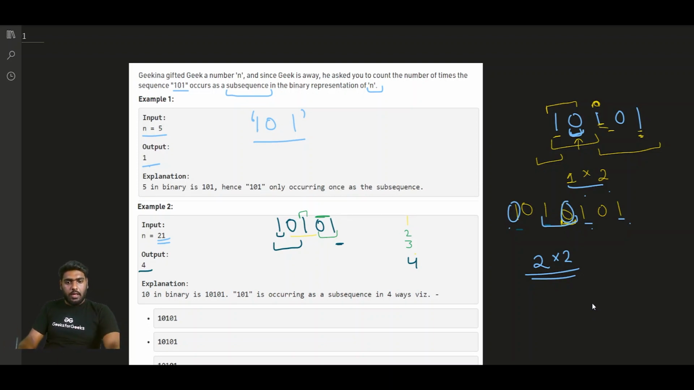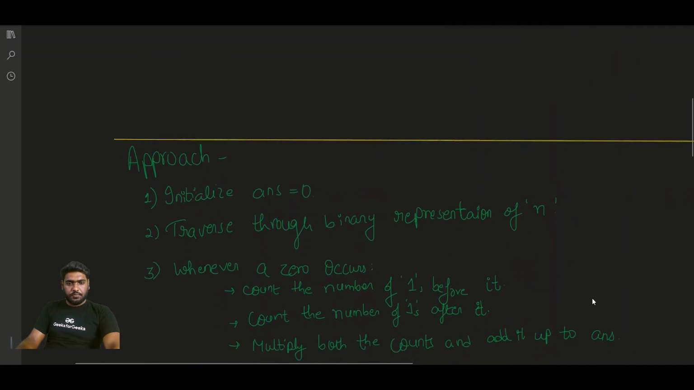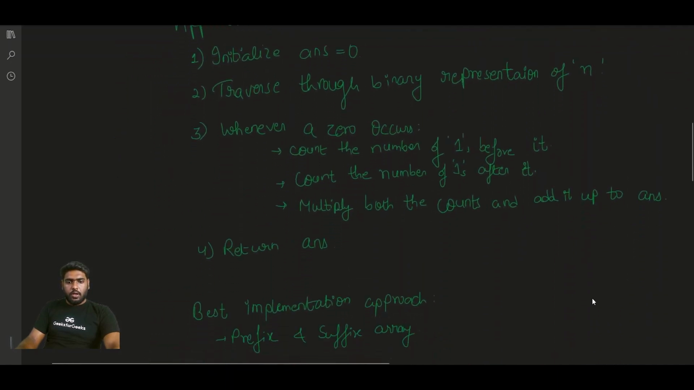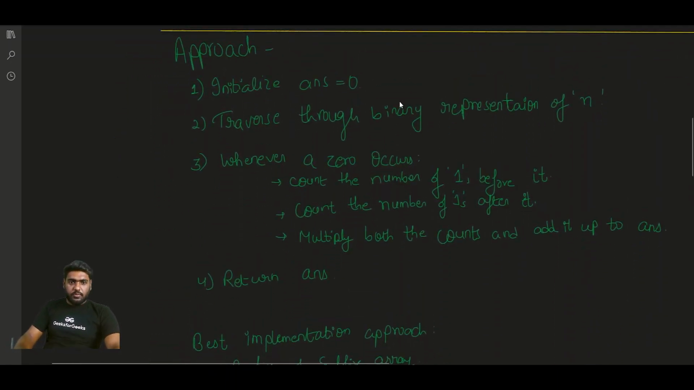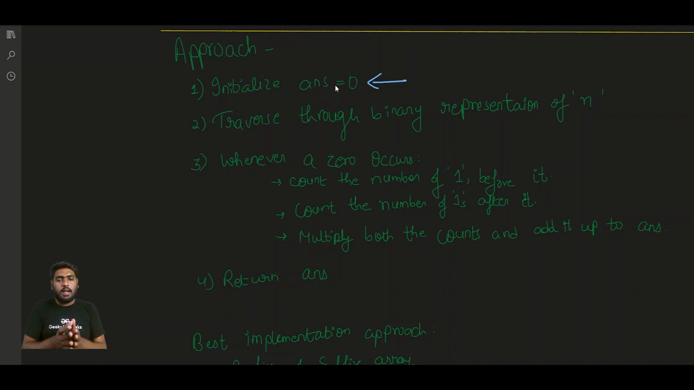Okay, let's take a look at the approach. This is the algorithm that we'll be following. Let's read it carefully. Very first thing, we'll be initializing a counter. You can name it anything. We have to initialize it with 0 because that is basically counting. That will be counting how many times 101 is occurring. Okay. Then we have to traverse through the binary representation of n.